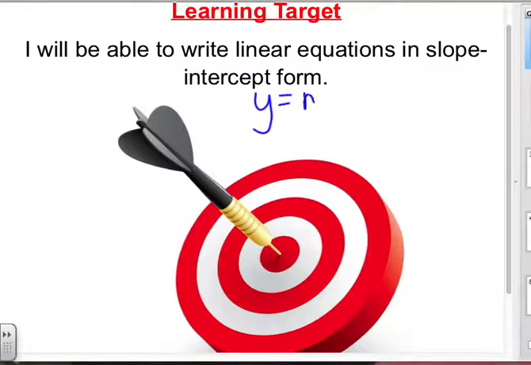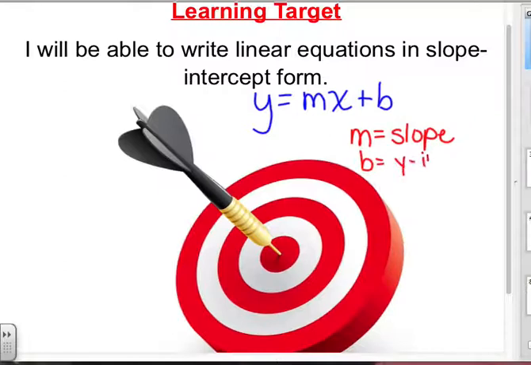y equals mx plus b. And just for the sake of recall, m is the slope of your line, b is the y-intercept, where the line crosses the y-axis.